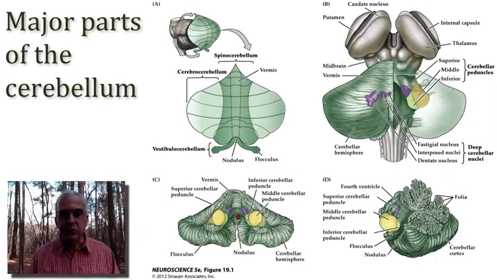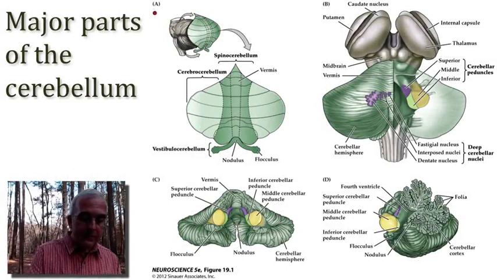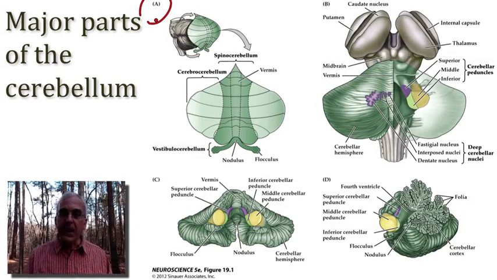Now I'd like to draw your attention to the illustration in panel A. So here in panel A we have a view of the cerebellum as if it were possible to remove the cortex from the cerebellum and flatten it out. If we were to do so, we would find a convenient way to recognize three major functional subdivisions of the cerebellum that we want to discuss.